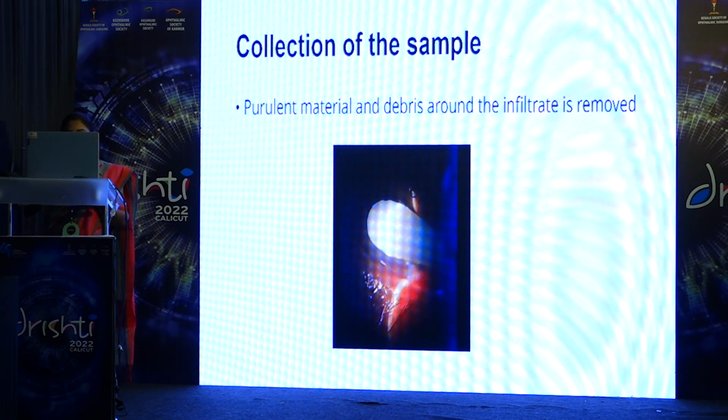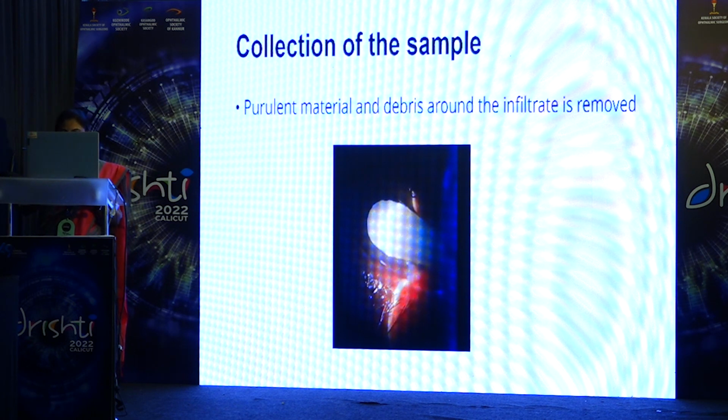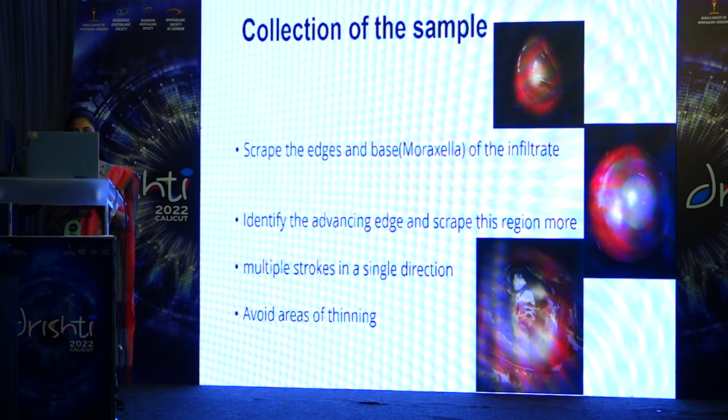So, collection of the sample. The first step is to remove the purulent material or debris that is lying around the infiltrate initially, because we don't want it in the scrapings. That can be done with a sterile cotton bud. The next step is to scrape the edges and the base of the infiltrate. Usually Moraxella and others are found at the base, so in those cases, please concentrate on the base. Otherwise, always the advancing edge is scraped more, and ensure that you make unidirectional strokes, that is in the same direction, avoiding areas of thinning.